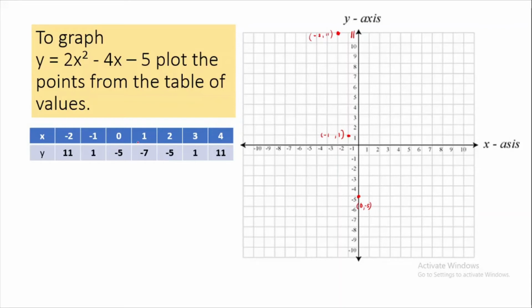Next, we have (1, -7). So this is 1, and this is negative 7. The next is (2, -5). Next is (3, 1). And then the last one is (4, 11).